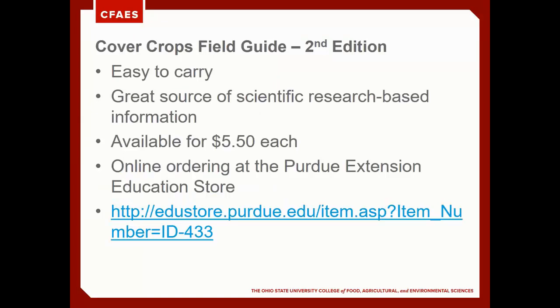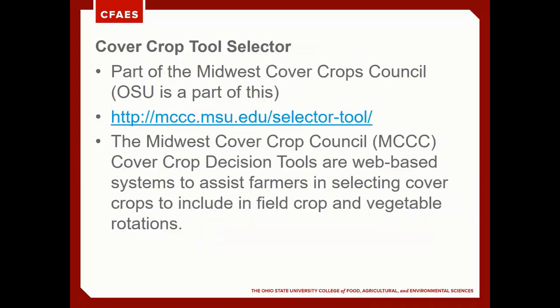And then the second guide, the second edition of the Cover Crops Field Guide, also ties into that cover crop tool selector. If you are not internet savvy and you just want some basics, that Cover Crops Field Guide is very easy to carry. It's small. It fits in a shirt pocket or a pants pocket. Those are $5.50. I do have some available. Most of our county extension offices will have a few copies, or they can get a hold of those, or you can order them through the Purdue Extension store. This is for a 12-state area, and it covers 12 states with those seeding rates.